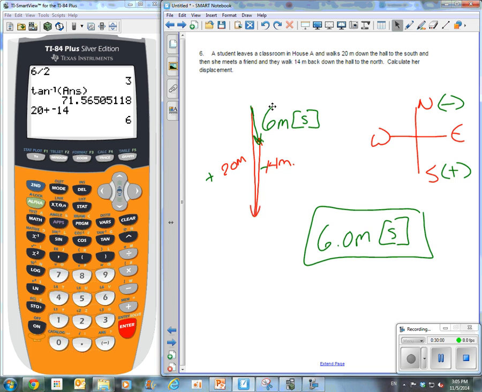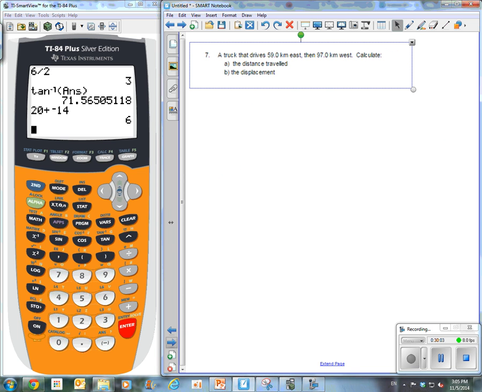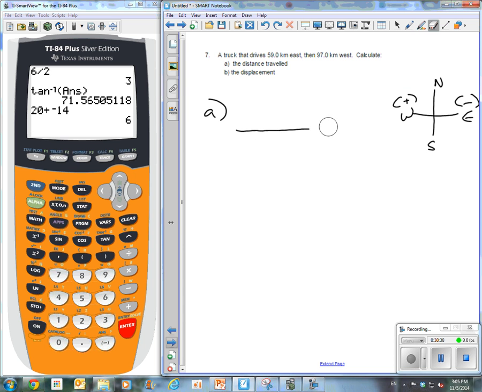All right, here we go. 7. A truck drives 59.0 kilometers east and then 97 kilometers west. We need to calculate the distance traveled and then the displacement. So for A, let's put in here my coordinates, east, west. We're going to say for this east is negative, west is positive.